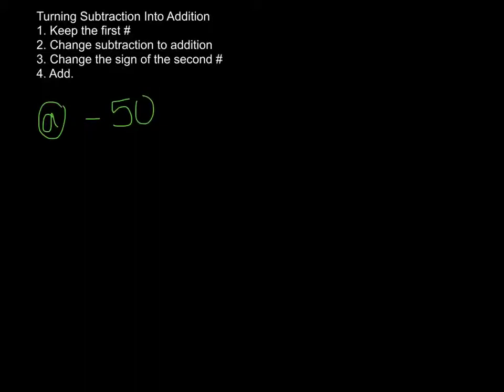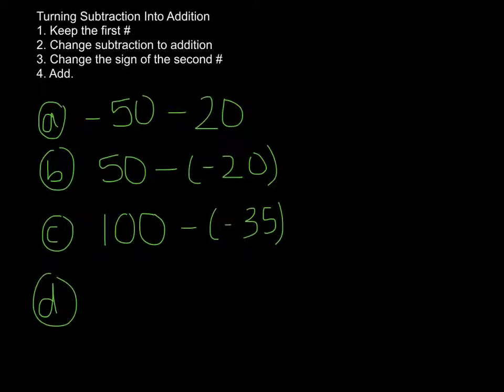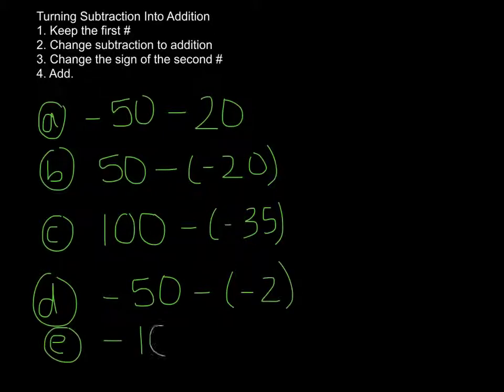So we've got negative 50 minus 20. Then we'll have 50 minus negative 20, 100 minus negative 35, and negative 50 minus negative 2, and let's see if we can squeeze one more in, negative 10 minus 5. Try these on your own, rewrite them as addition, and then let's see how you did.